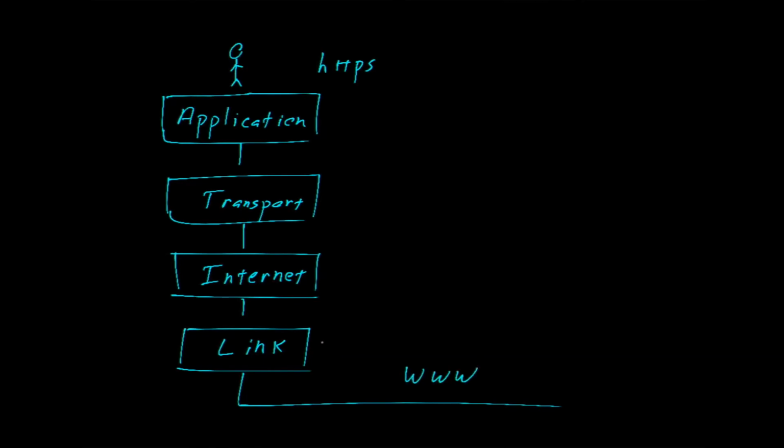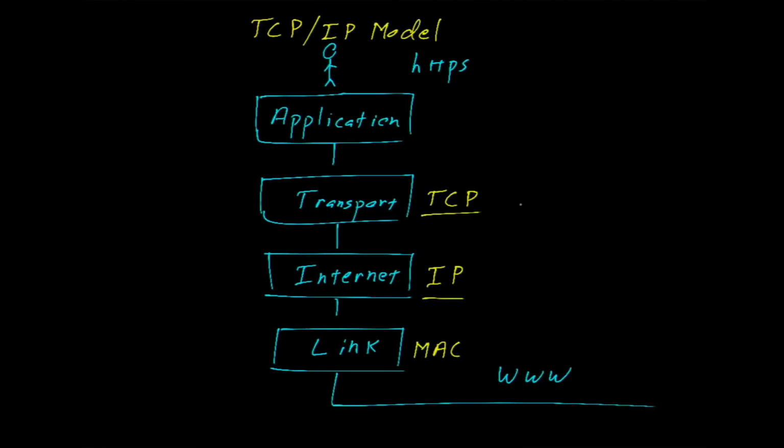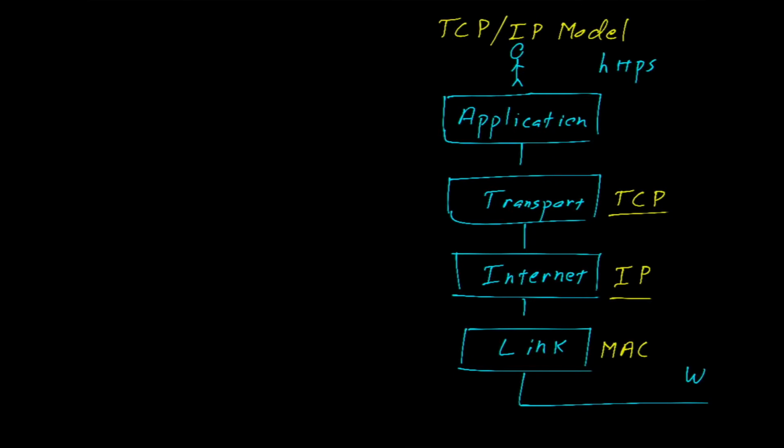We mentioned that the MAC address lives here at the link level. The IP address lives at the internet level. And there's something called a transmission control protocol, which lives at this level. In fact, it's these two acronyms that give us the name of this model. This is the TCP/IP model. As far as this model is concerned, there's some things you need to know.